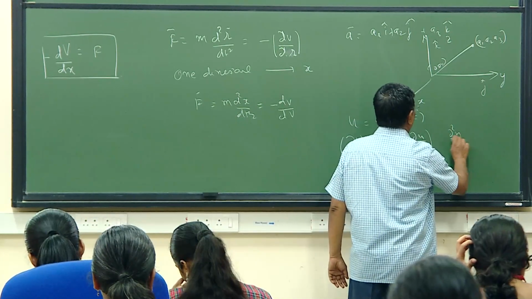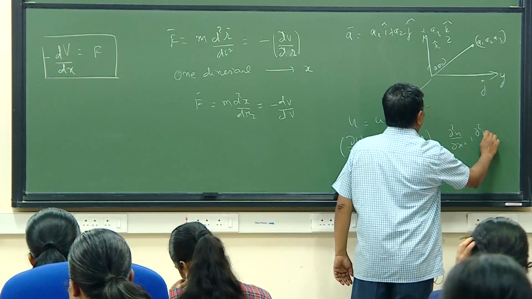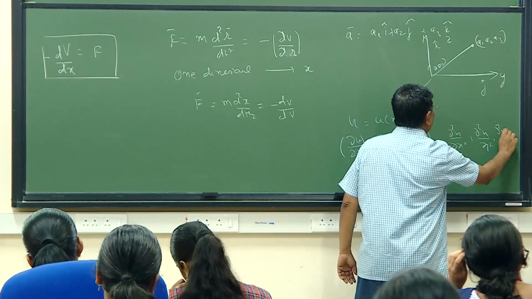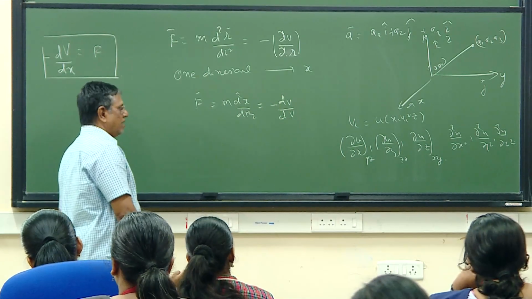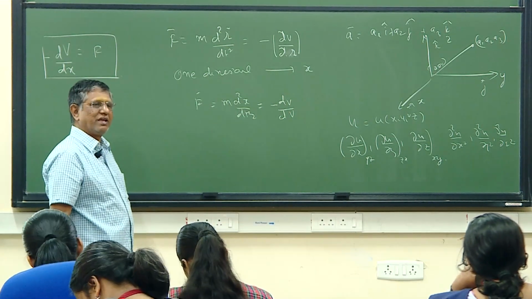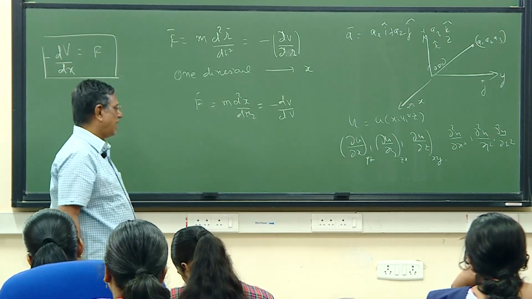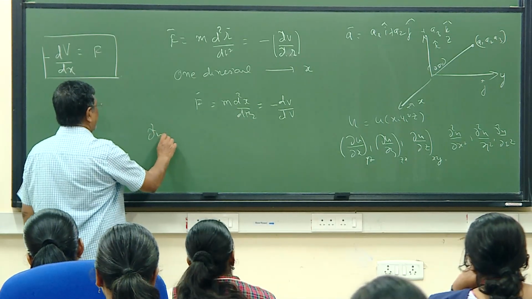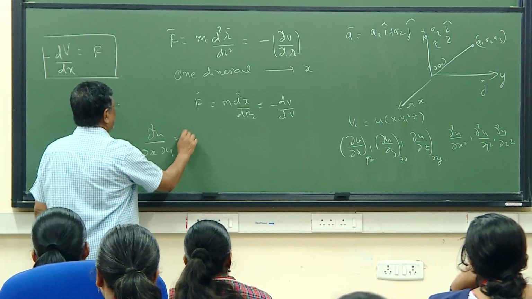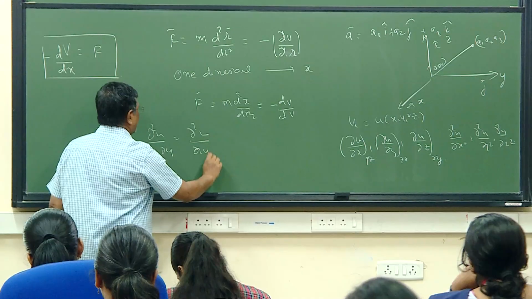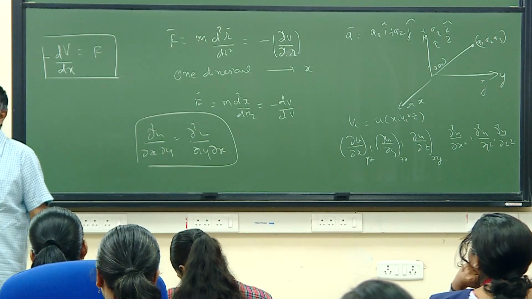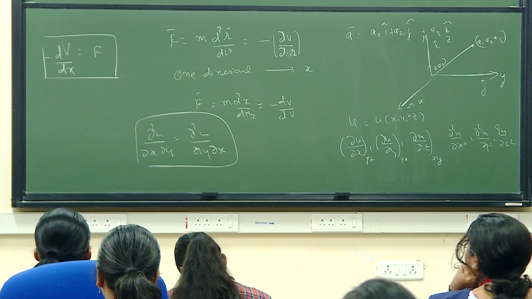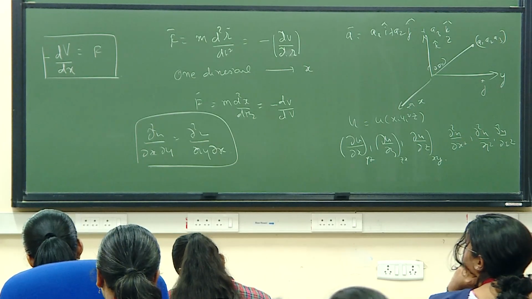Dou square u by dou x square, dou square u by dou y square, dou square u by dou z square. Then the combinations, yes or no? Alright, then we are familiar with this theory, this equation, dou square u by dou x. Yes or no? Equal, right? Yeah, we are familiar.